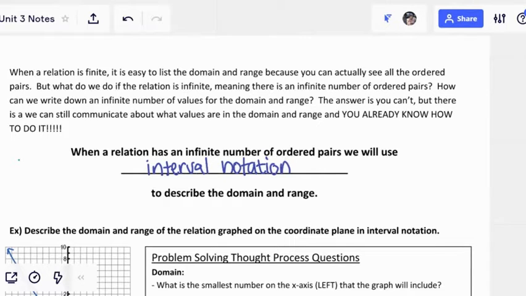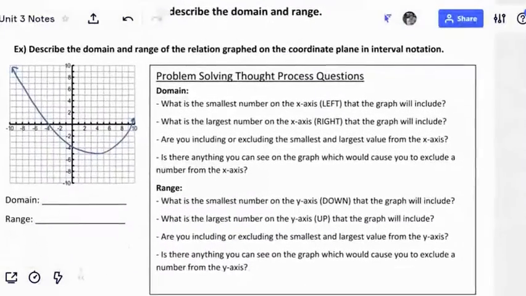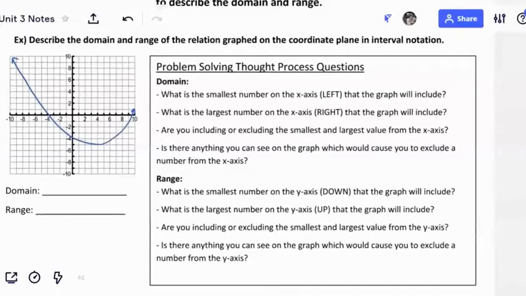Interval notation, if you remember, sort of looks like an ordered pair, but it's not. It's basically telling us what's the smallest possible value that we can have and what is the largest possible value that we can have. We previously used it when we were solving inequalities back in Unit 2. So we're going to go through and describe the domain and range when we're given a graph.